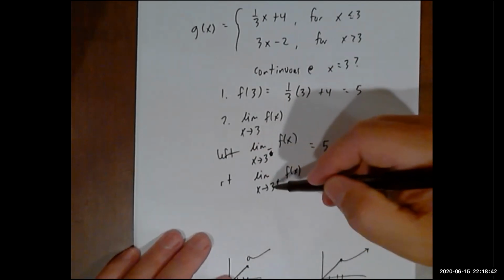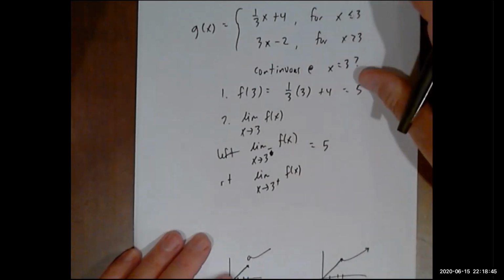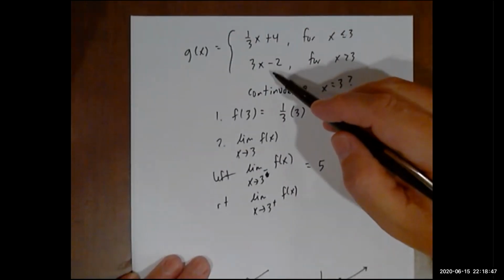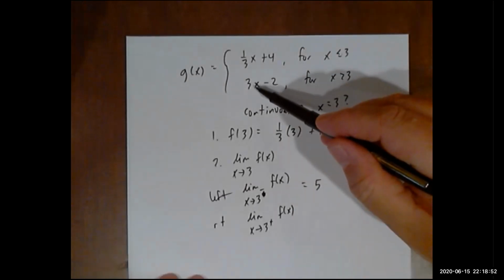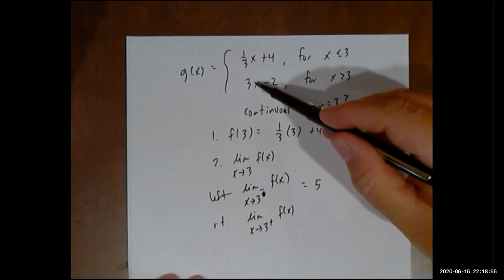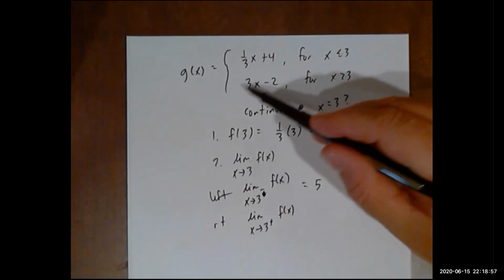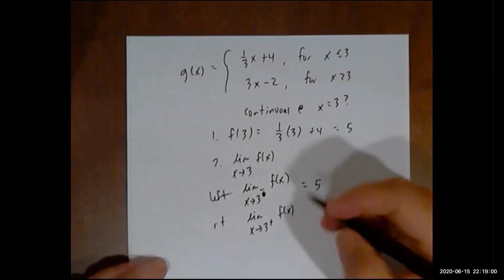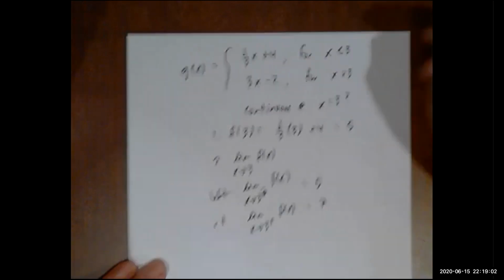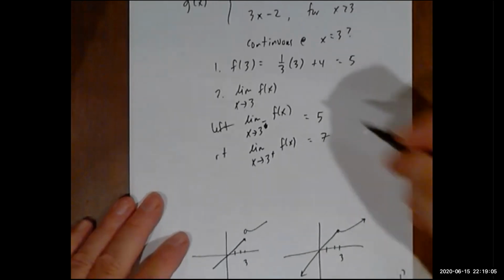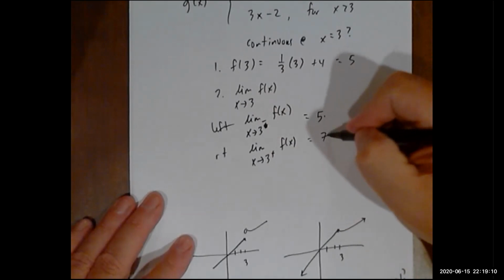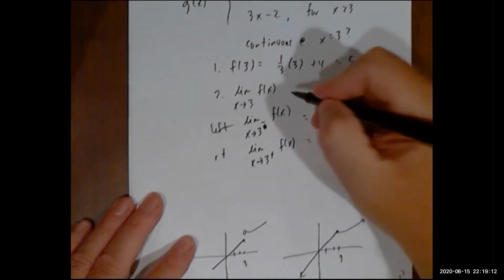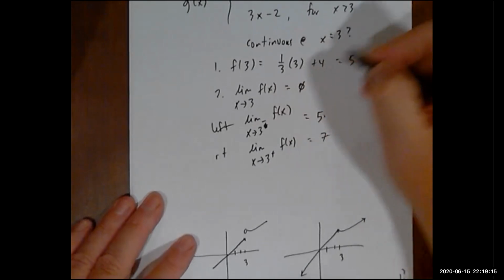Now, when I come from the right, that means x is larger than 3, and I have to use the second function. And to find the limit, I simply plug in 3 for x into this function. 3 times 3 is 9, minus 2 is 7. Now, for this limit to exist, these two need to be the same. Since they're not the same, the limit does not exist.